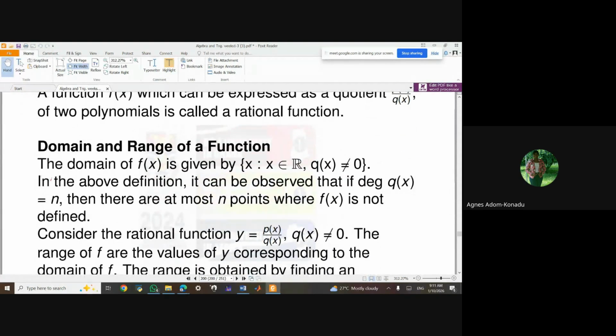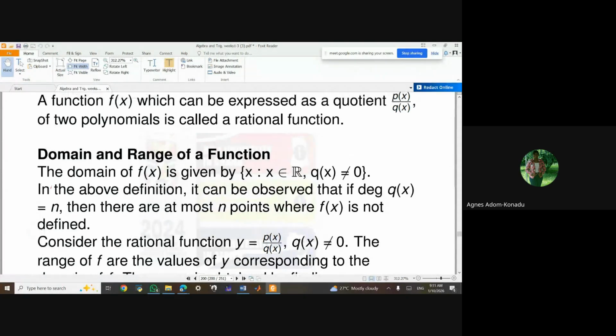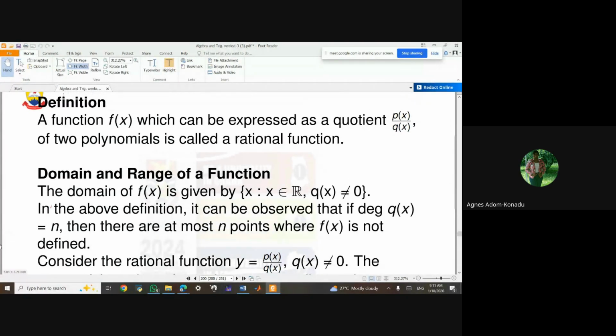And then when you have a rational function, you have to find what we call the domain. So the domain of f of x is given by x such that x is in R and Q of x should not be equal to 0. So this should not be equal to 0.